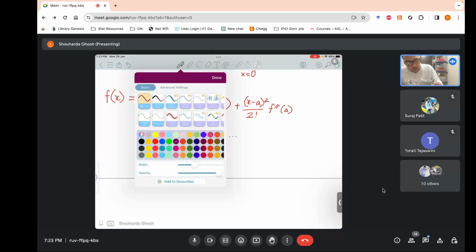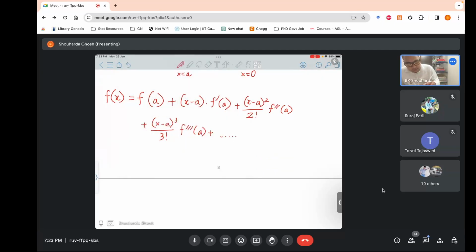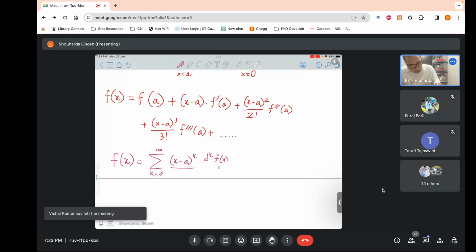And if you would like to see much cleaner stuff, we write f of x as summation over k from 0 to infinity of x minus a to the power k, times the kth derivative of f evaluated at x equal to a, divided by k factorial. So it's a compact representation.